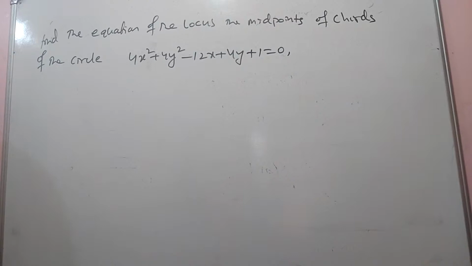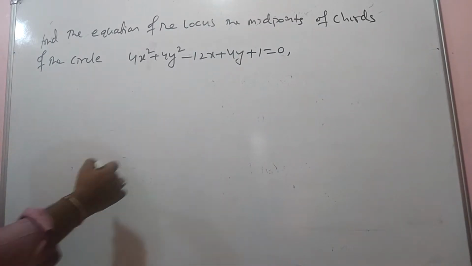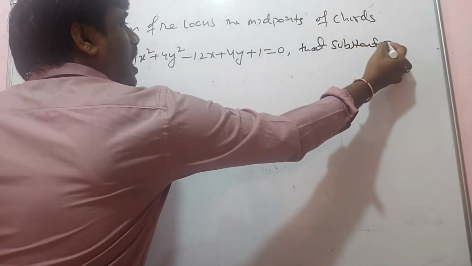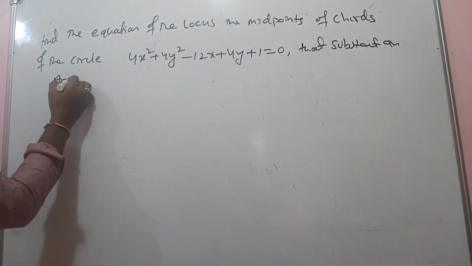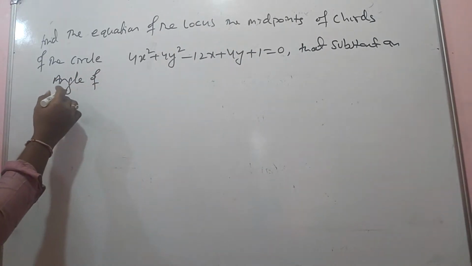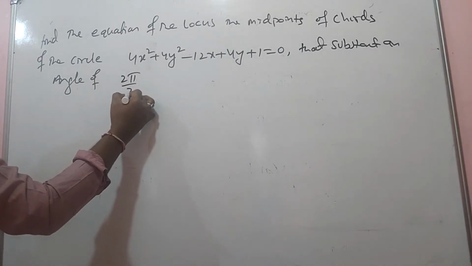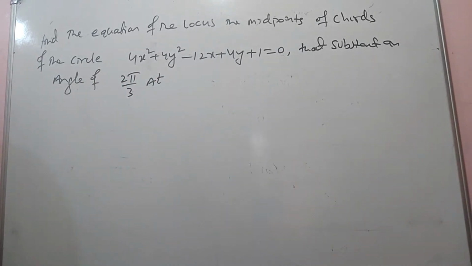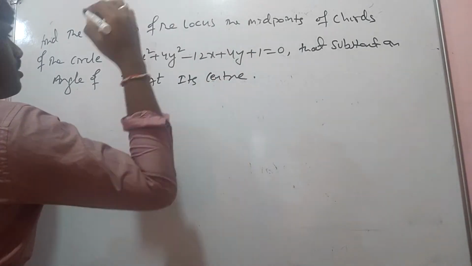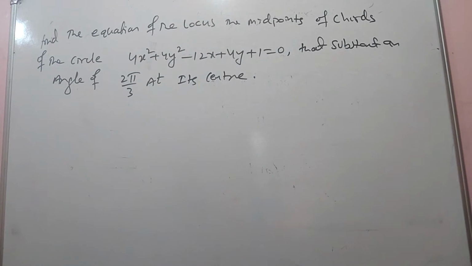That subtend an angle of 2 pi by 3 at its center. Find the equation of the locus of the midpoints of the chords of the circle that subtend an angle of 2 pi by 3 at the center. This is the question here.